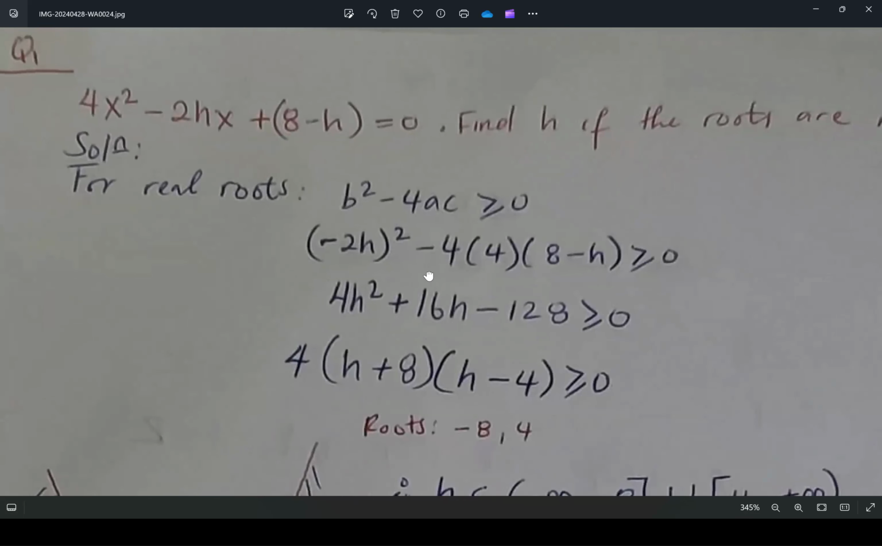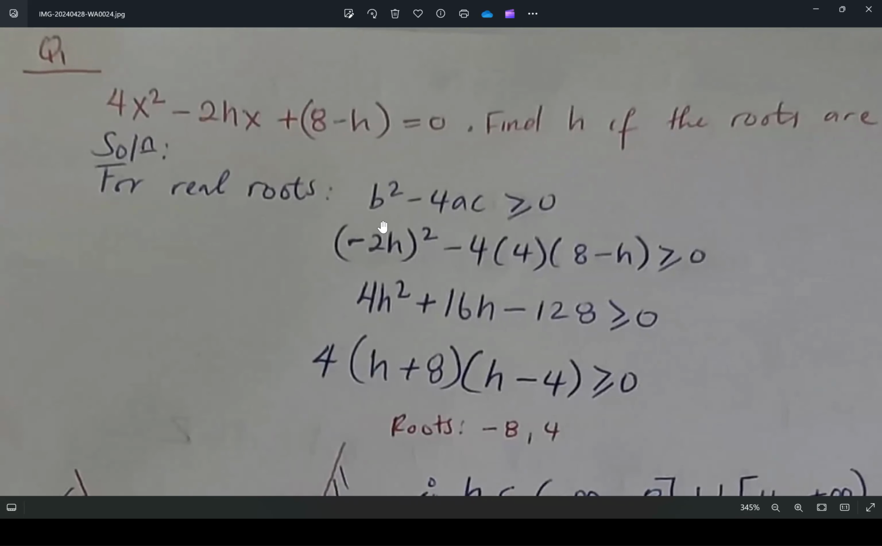We're going to plug in each of these values. So we have b, which is this section, minus 2h. We square that. We have minus 4 times a, which in this case is 4. The c is the constant here, which is 8 minus h. And that's all greater than or equal to 0. Remember, the reason I have greater than or equal to 0 is because it says all the roots are real, which means that the discriminant has to be 0 or a positive number. Cool.